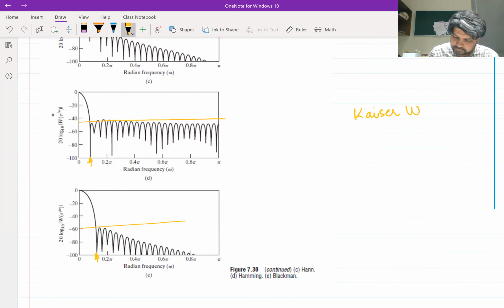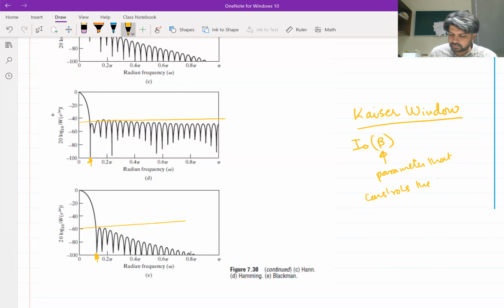Right. So it uses I naught of beta, where beta is the parameter that controls the shape of hd of n and H of e to the power j omega, both. So it involves the Bessel function.